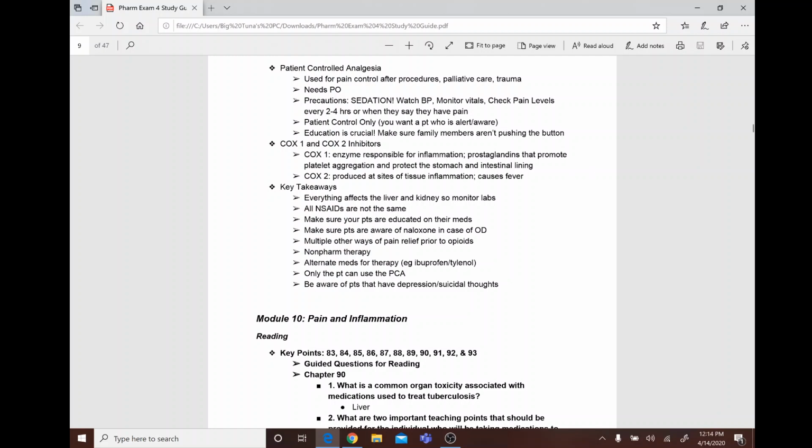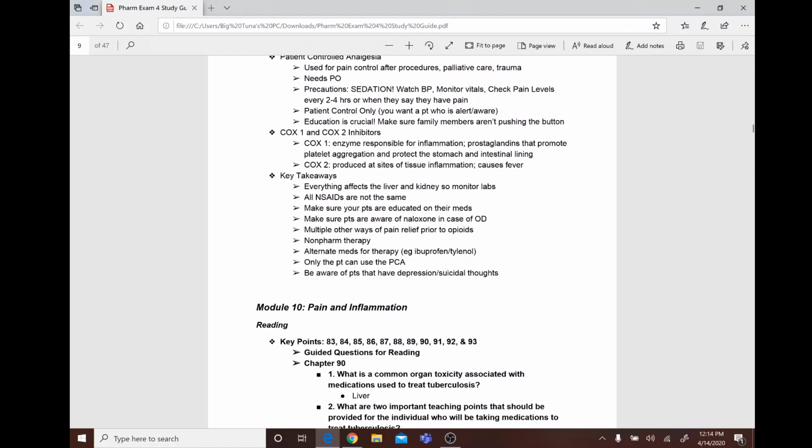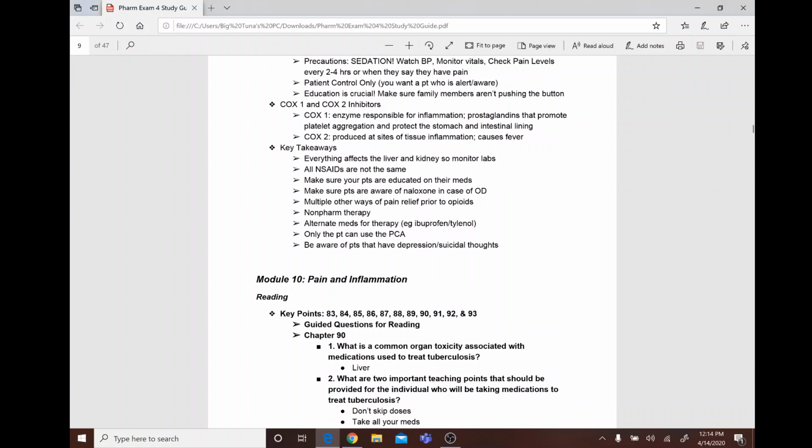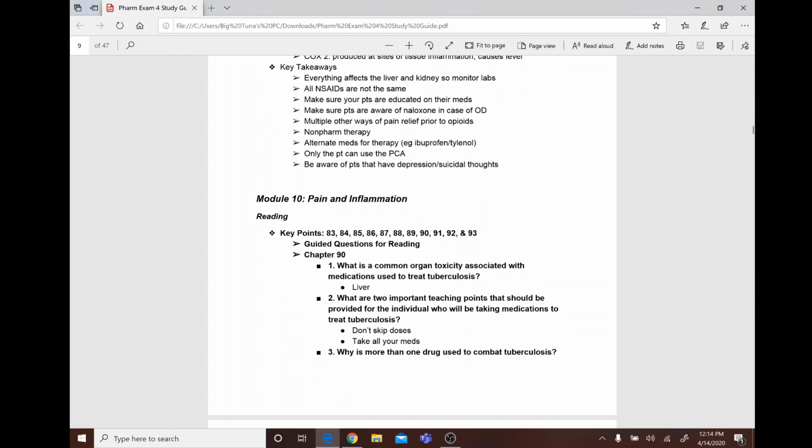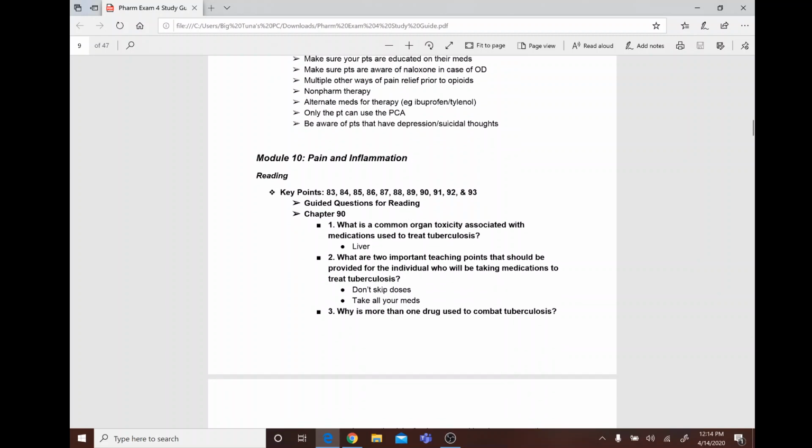So some key takeaways of this. Everything affects the liver and kidneys, so monitor labs. All NSAIDs are not the same. Make sure your patients are educated on their meds. Make sure patients are aware of naloxone in case of overdose. There are multiple other ways of pain relief prior to opioids. You also have non-pharm therapy things. There are alternate meds for therapies like ibuprofen and Tylenol. Only the patient can use the patient-controlled analgesia. And be aware of patients that have depression and suicidal thoughts.